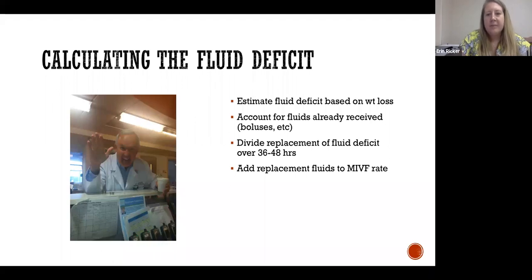So how do we calculate how much fluid these patients need? I included Hubbard here because I can just hear him saying, if only someone would have put this on a card and laminated it for you. So this is on our cards. It's really nicely laid out. You're going to want to first estimate how much fluid deficit these patients are in. This can be done based on weight loss or their percent dehydration. You want to account for any boluses that they've already gotten, divide these fluids over 36 to 48 hours, and finally add the replacement fluids to the maintenance IV fluids.